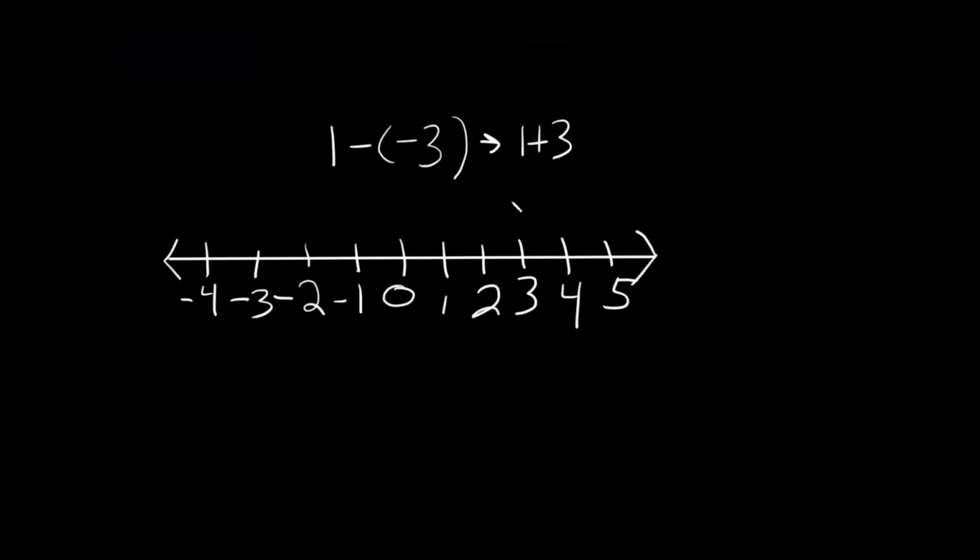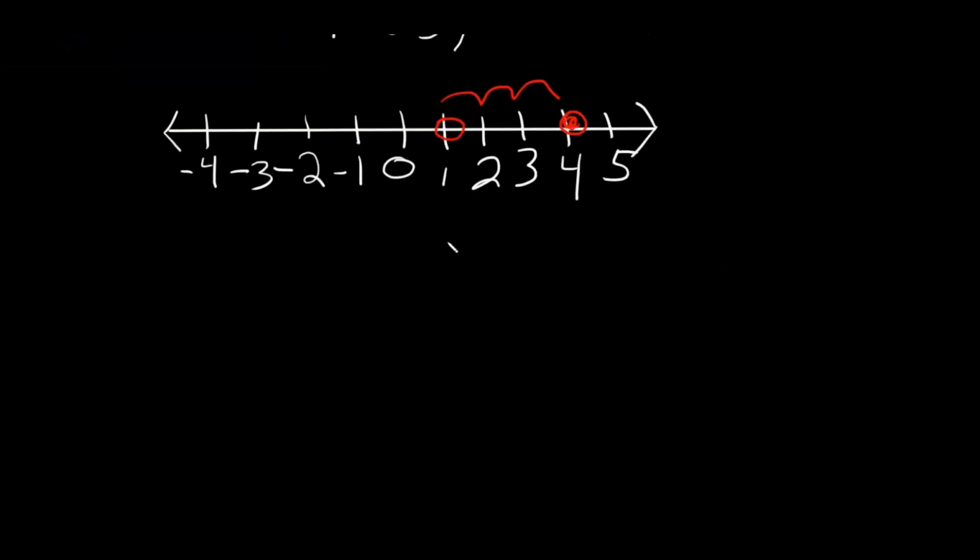We don't necessarily need to draw this, but I will. So this will go 1, and then we're going to move 1, 2, 3, and that gets us to 4. So our answer here to 1 plus 3 is 4. So when we have any number n, and we're taking away from it a negative number m, this is just going to be equivalent to n plus m.